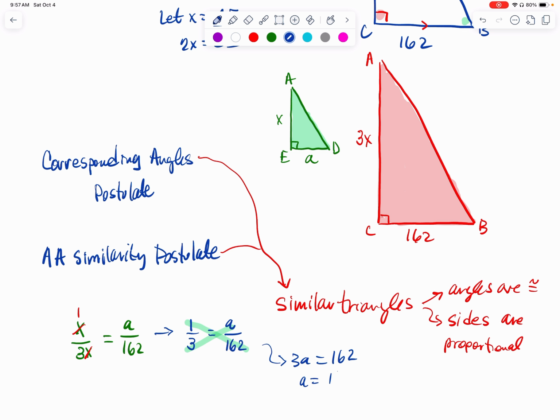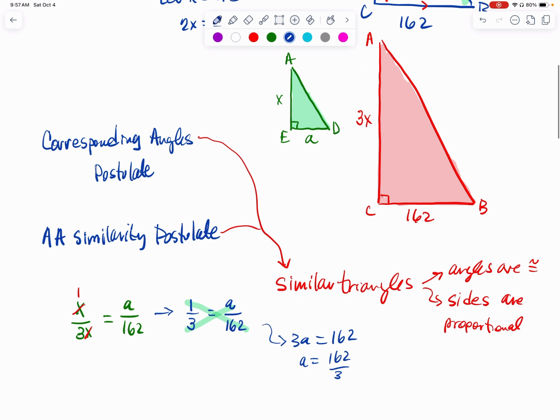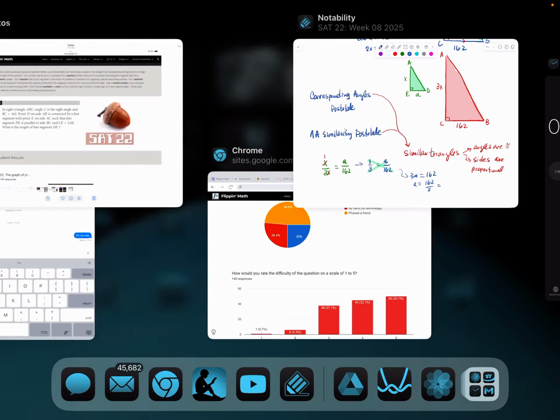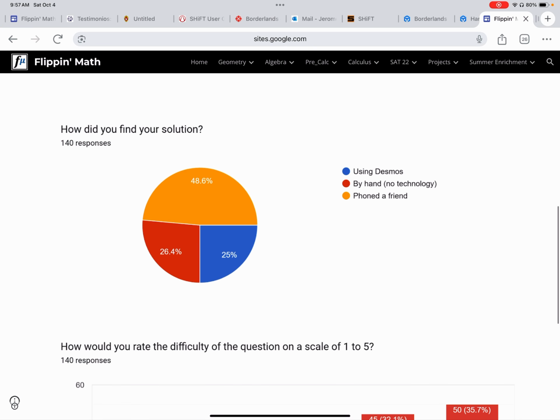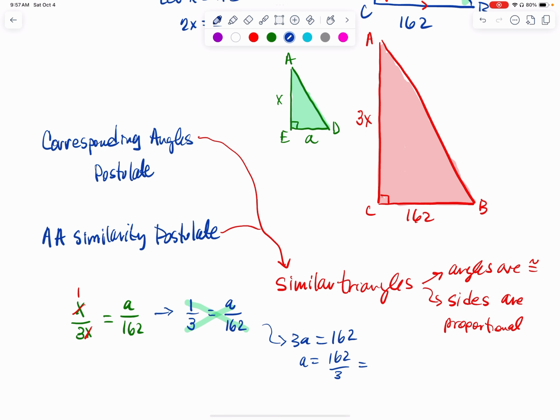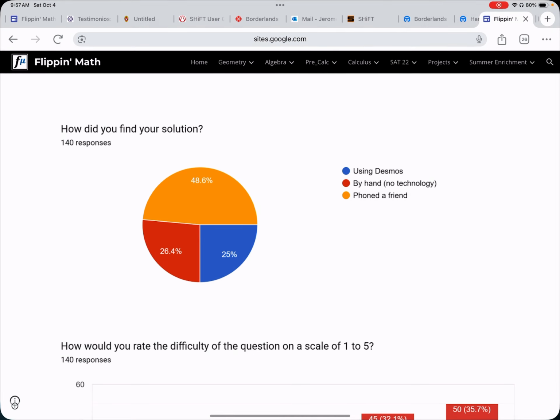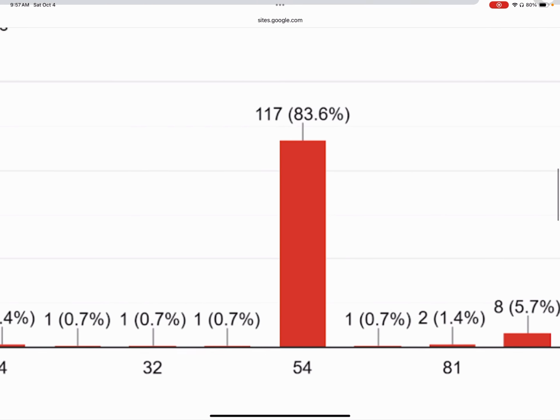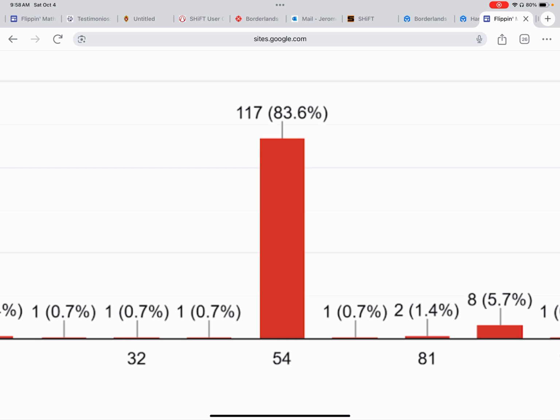So a is equal to whatever 162 divided by 3 is, which we can do without technology to join the crowd. Wait, how much of the crowd did that? Without technology, 26.4% of students that answered this did it like so. So if I divide 3 into 16, that goes in there 5 times with 1 left over. 3 goes into 12 4 times, and we have our answer. Our answer is 54. We look at our results back over here, and 54 was the clear winner because it was the right answer. All right, see you next time.